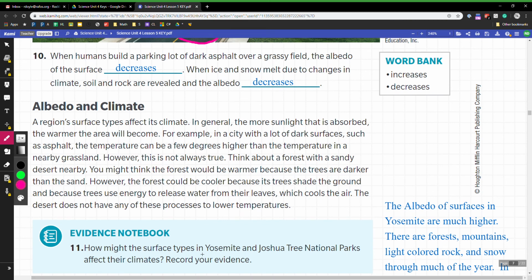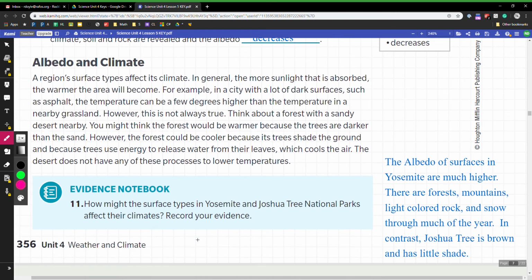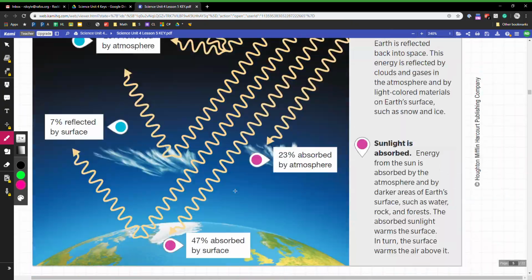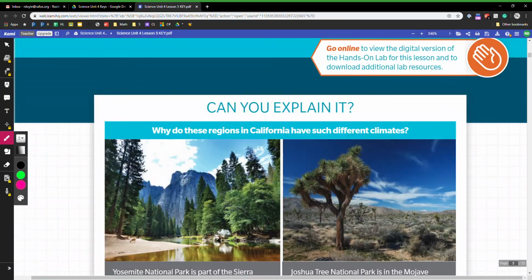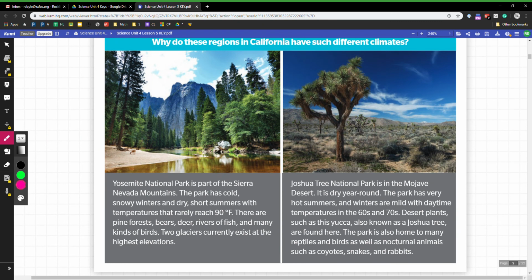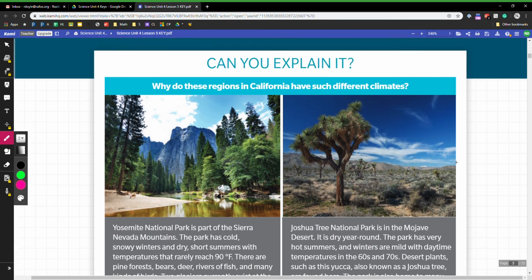And this is how the surface types in Yosemite and Joshua Tree National Parks might affect their climates. So one thing I said was, going back to the picture of Joshua Tree and Yosemite, there is a lot of open area here, and it's brown. And brown can be considered to maybe be a darker color, there's not a lot of shade for the ground to cool off. And it's pretty much going to have the same albedo year round.